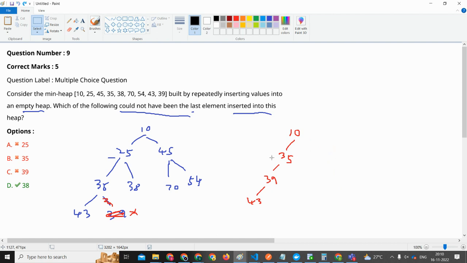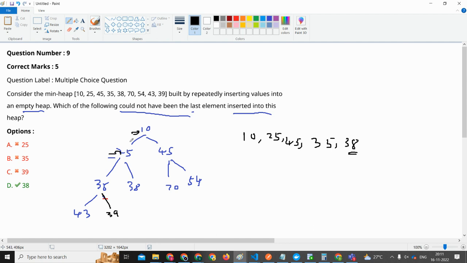So, Gokul, after 45, 35, we are inserting 38, right? Correct. So, is it not the last element at that point? Yes, you're right. See, if the min heap was like 10, 25, 45, 35, and then 38, then this is the last element. This is not just the last element. It could have been 25 also, or 10 could have been the last element.